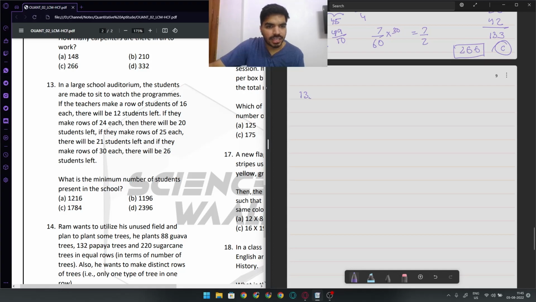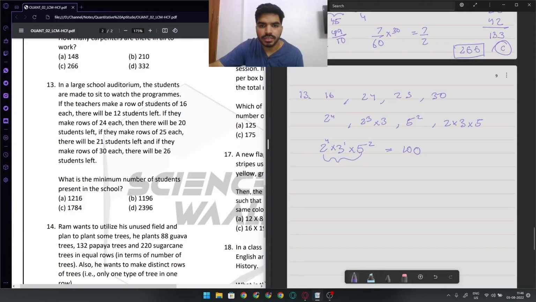So 16, 24, 25, and 30. 16 is 2 to the power 4. This is 2 cube into 3. This is 5 square. And this is 2 into 3 into 5. Now we will write 2, 3, 5. 2 highest power 4. 3 highest power 1. 5 highest power 2. So this is equal to how much? 2 power 4, 3, and 5 square. 2 square into 5 square is equal to 100. Now 2 square into 3 is 12. 1200. 1200 are the students.